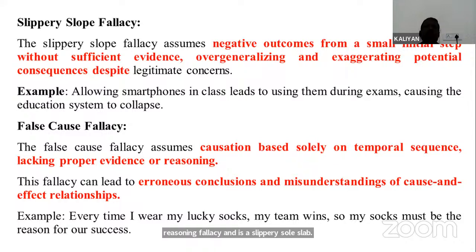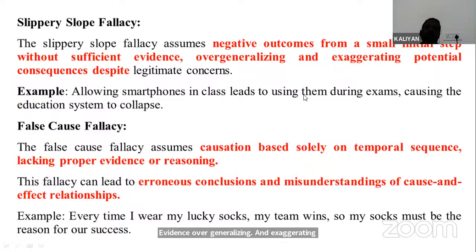And next is the slippery slope fallacy. The slippery slope fallacy assumes negative outcomes from a small initial step without sufficient evidence, overgeneralizing and exaggerating potential consequences and legitimate concerns.